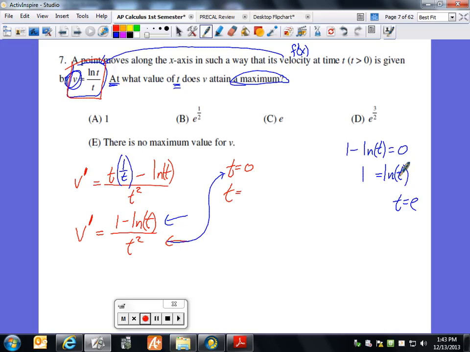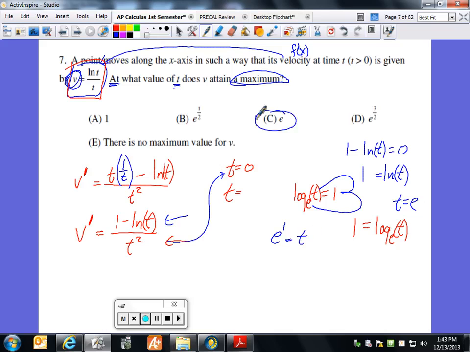Let's say you don't remember that. I can rewrite natural log as log base e of t. From methods that you learned in pre-cal and algebra 2 with exponentials and logarithms, you can use my shortcut to convert from a logarithm to an exponential, the reverse Hart method. So you start with the base, you go over to the other side, and you rewrite e to the 1 is equal to t. That's how you know your answer is e.